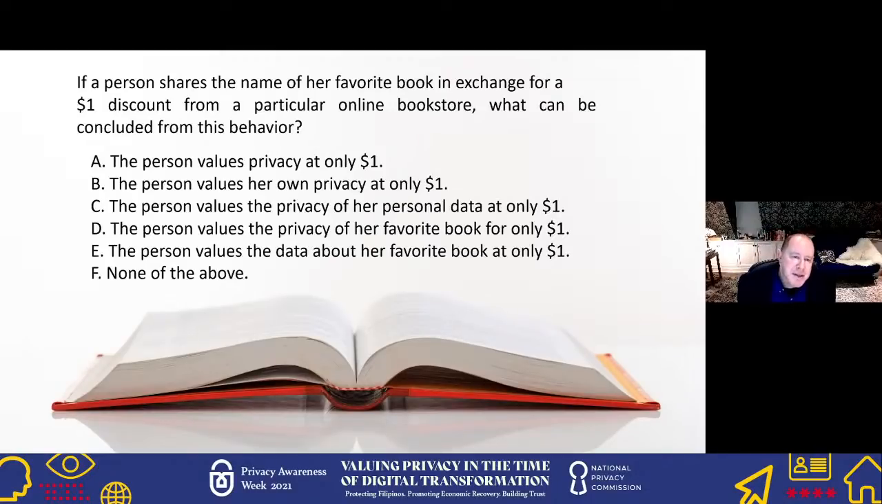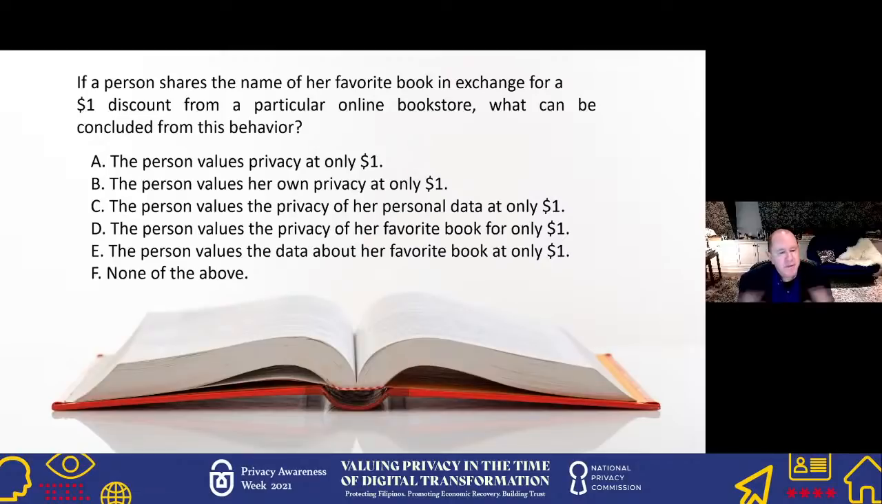And I submit that this choice is wrong too. Why is this wrong? Well, it's wrong for a number of reasons. First, the value of the data: this is about sharing the name of her favorite book with a bookstore. It's not sharing it with the world. It's not sharing it with a stranger. It's not sharing it with the government. It's sharing it with a bookstore. So in this context, the risk isn't that the world finds out about the book. It's that this bookstore finds out about the book.